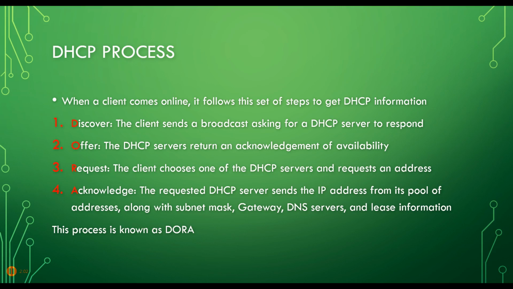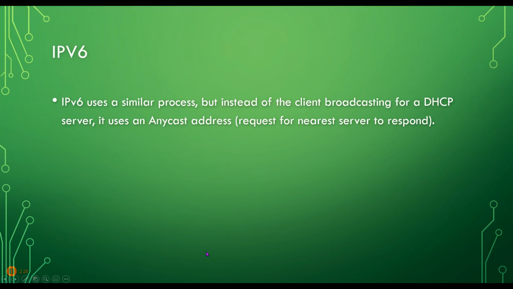Now the client, in turn, makes a request and chooses one of the DHCP servers, usually the first one that responded back. And then finally, the acknowledge is when that DHCP server finally sends the information, the IP address and default gateway and DNS server information and lease information all back to that client. We know that process as DORA, D-O-R-A. IP version 6 has a similar process, but it doesn't have broadcasts. So we use something called an anycast address, which means, hey, the nearest DHCP server out there, please respond.